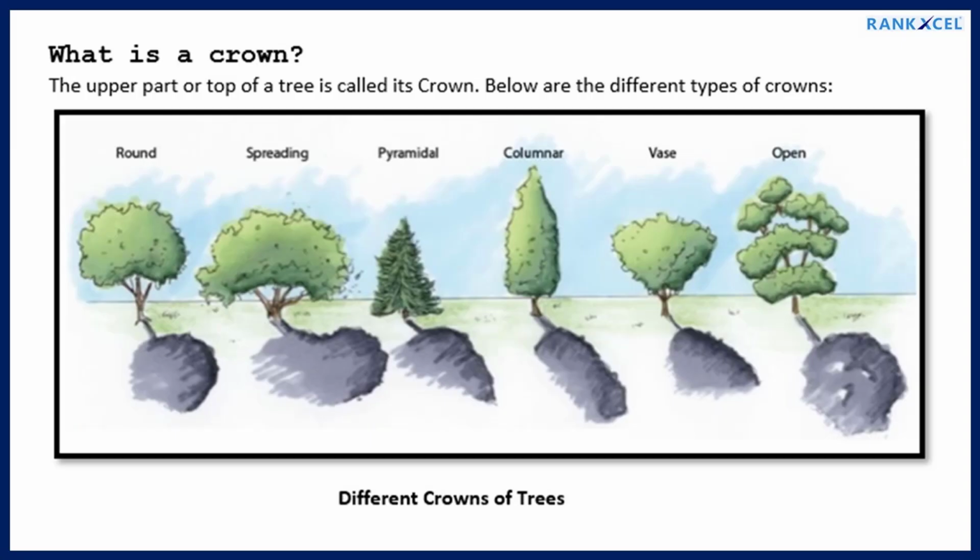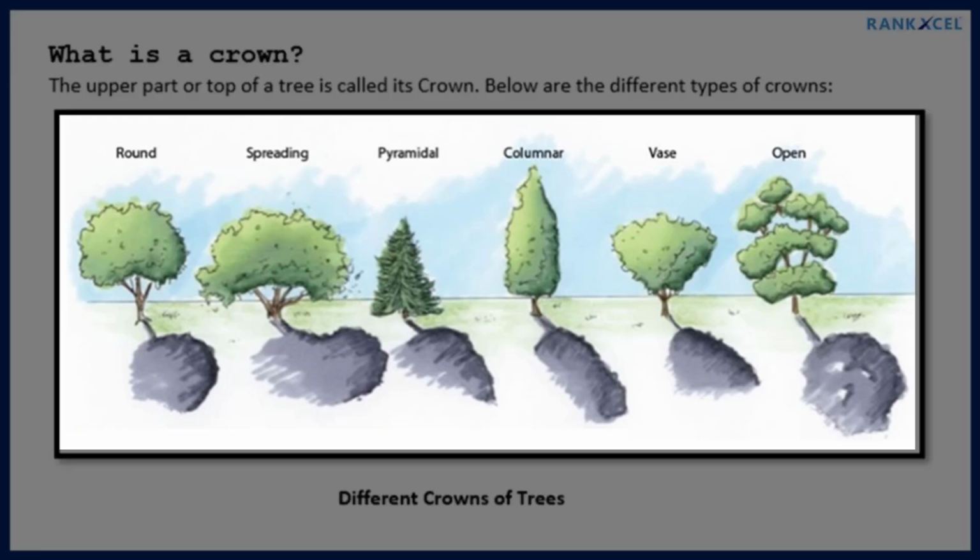What is a crown? The upper part or top of a tree is called its crown. Below are the different types of crowns. Different trees found in forests.